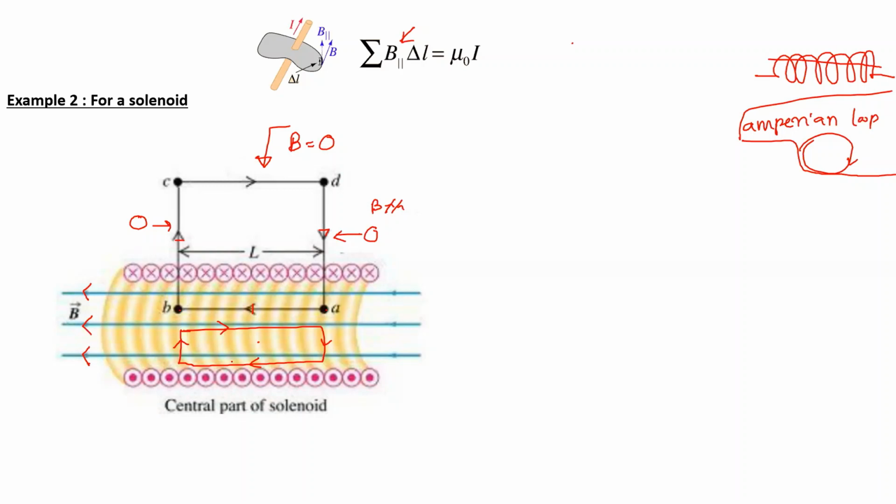Yes, the correct answer is that. Yes, they cancel out. Why? So anyway, we know we get 0 from these, right? Because the B field is perpendicular to these lines.